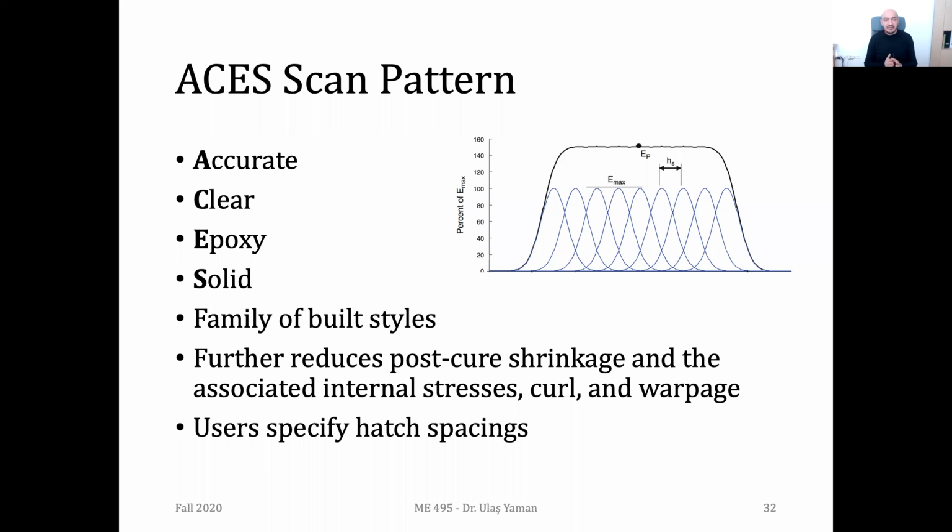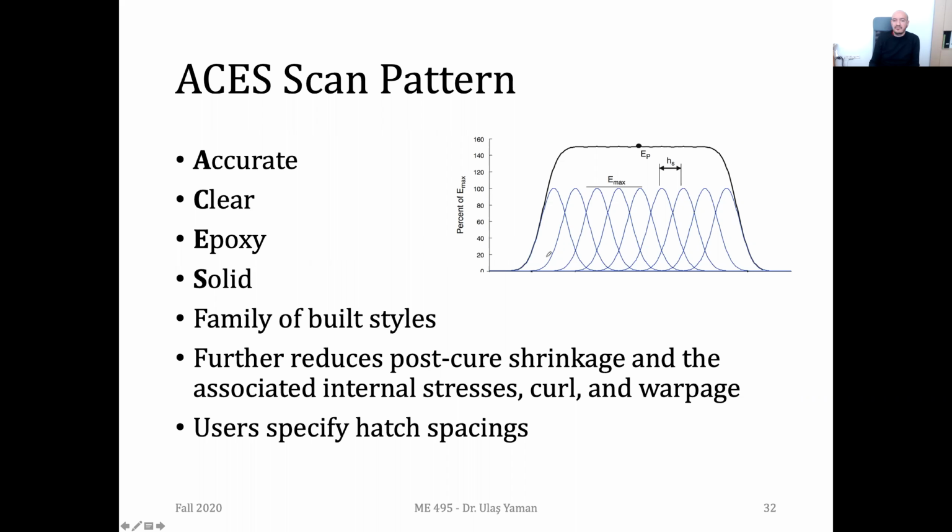So now we have a bit different scanning pattern. This is actually not showing the complete scanning pattern, but you can use this idea with the previous ones. And here the idea is that by using a less powerful laser, can we cure the same material? This is the abbreviation of accurate, clear, epoxy, and solid scan pattern. So ACES means accurate, clear, epoxy, solid.